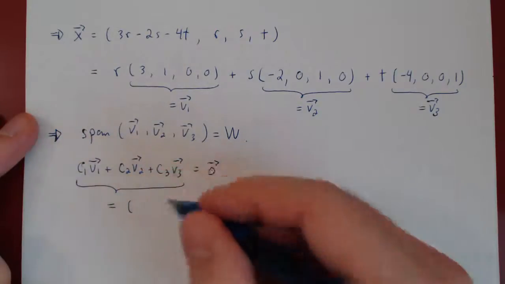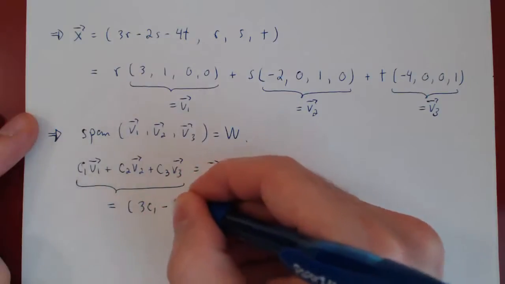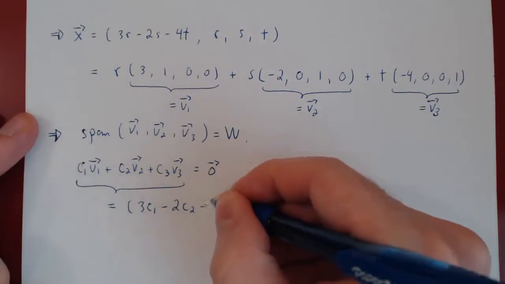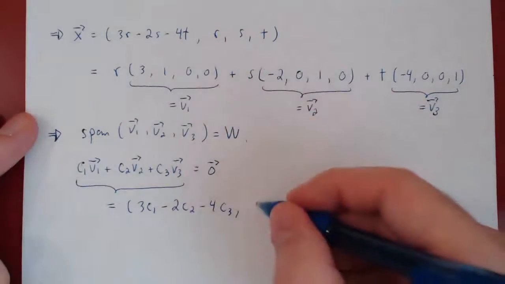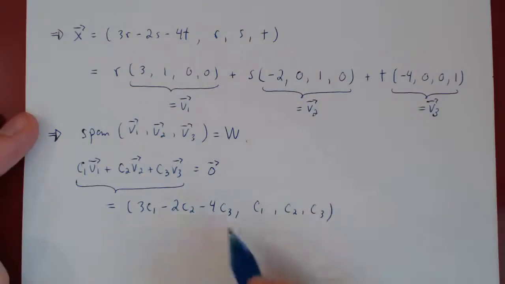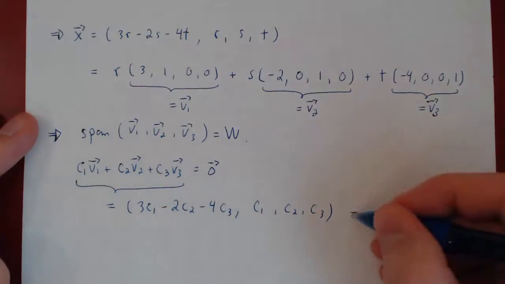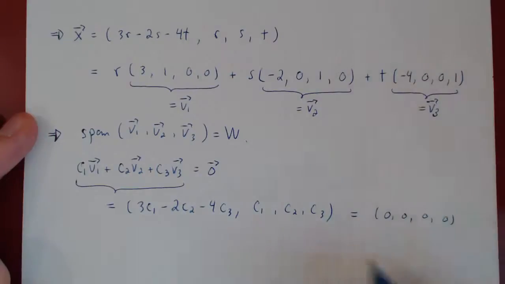will be equal to 3c1 minus 2c2 minus 4c3, and then c1, c2, c3. And this equals the zero vector by assumption. So 0, 0, 0, 0.